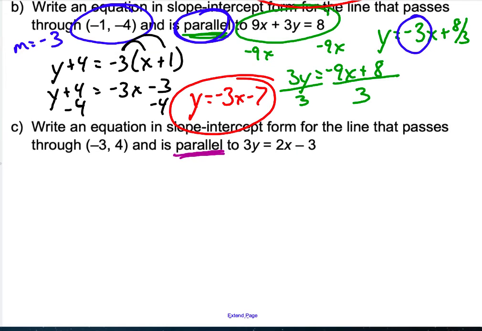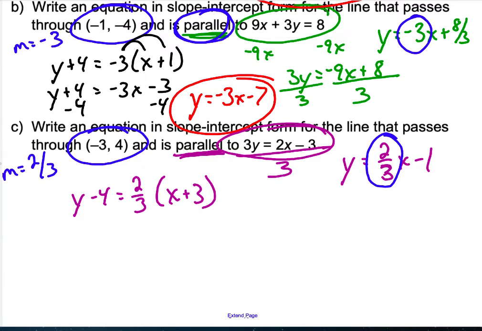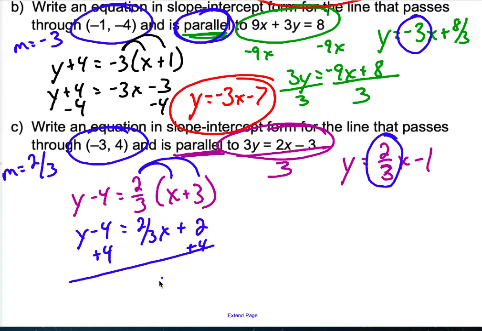So same thing here, parallel, so we want the same slope as this line. Well, to be able to find the slope, I'm going to have to divide by 3 to get y by itself. Y is equal to 2/3 x minus 1. So my slope is 2/3, because I want to be parallel, but it's going to go through this point. So y minus 4 is equal to 2/3 times x plus 3. So y minus 4 is equal to 2/3 x plus 2. Again, we're distributing that 2/3. I'm going to add 4 to both sides, and I get y is equal to 2/3 x plus 6.